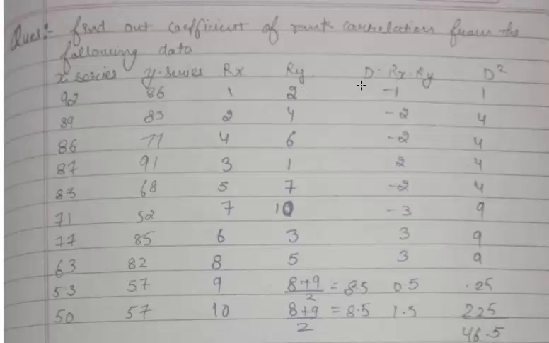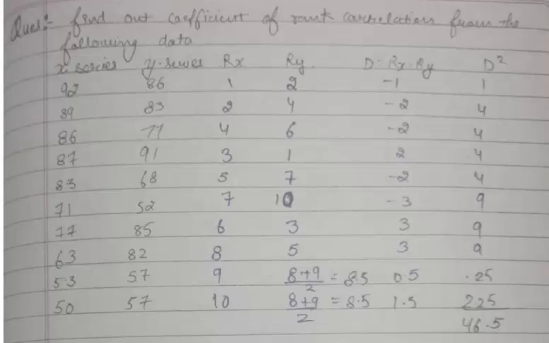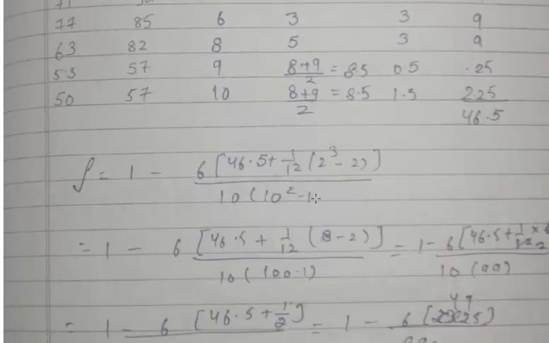D is again the difference between the ranks. This is equal to -1, -2, and so on, then D square. Now we apply the formula: 1 minus 6 times the sum of D square, which is 46.5, over 12.